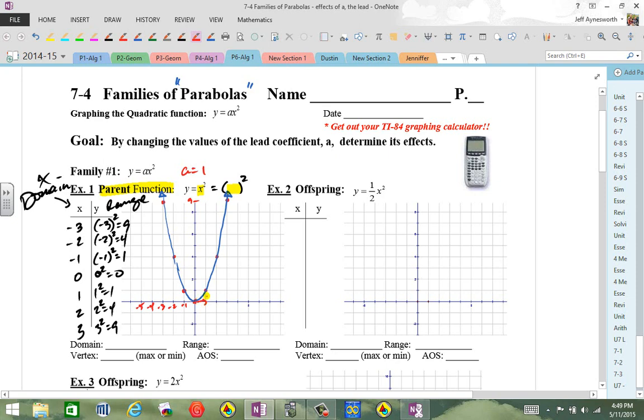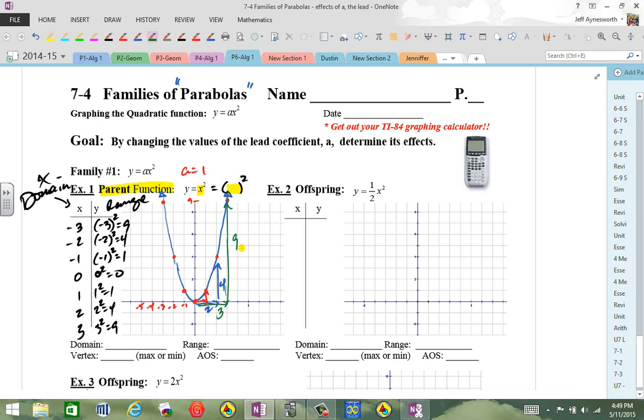It goes right one, up one, and then right two, up four. All right, and then it goes right three, up nine. So we're going to remember those values later on. Right one, up one, right two, up four, right three, up nine. We're actually going to use those to graph functions in what's called vertex form later on. You're going to hear me talk about that a lot.